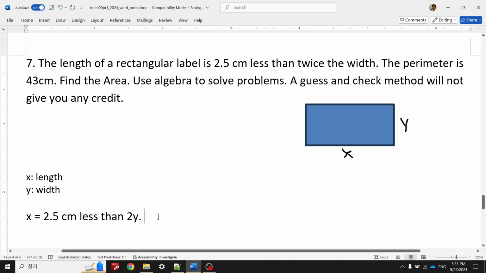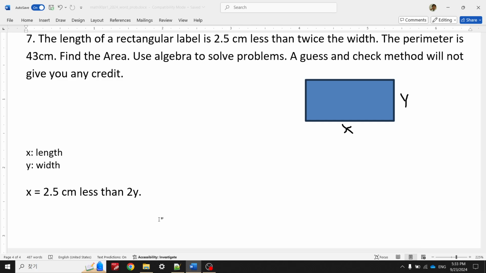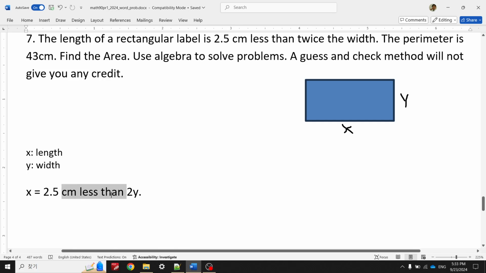Now, what is not so straightforward is what to do with this "2.5 centimeters less than 2y." And again, please don't try to just go straight ahead and write this as an equation because you're likely to get it wrong. Instead, think of an everyday use of this sentence.